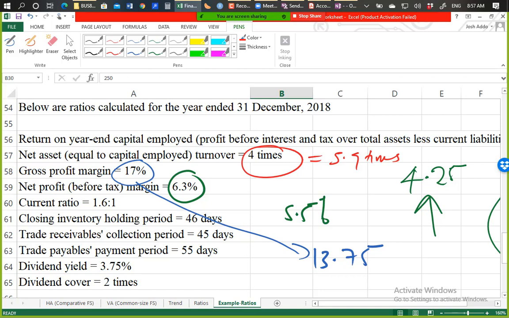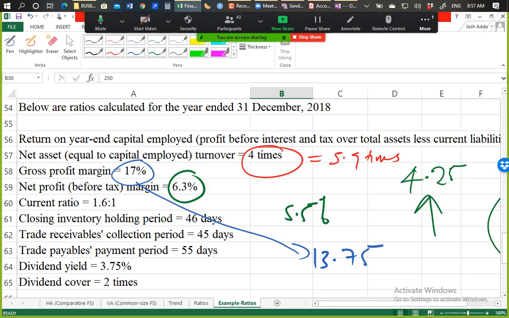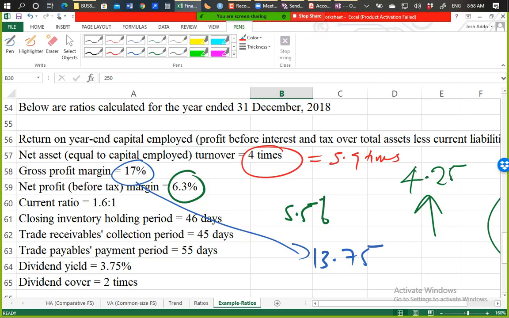26 days is still on the higher side, even though the company has done well by reducing the days from 46 to 26. Yes, so in your commentary, we have to see these things. Company has improved on the inventory turnover days, decreasing it from 46 to 26.